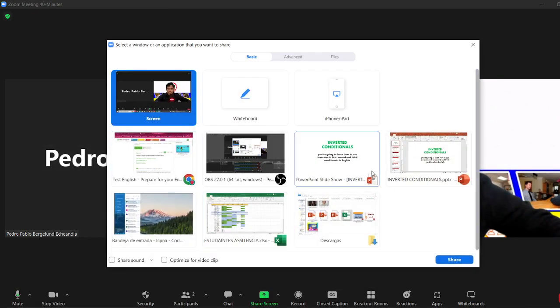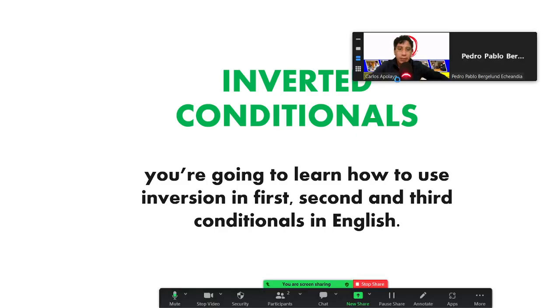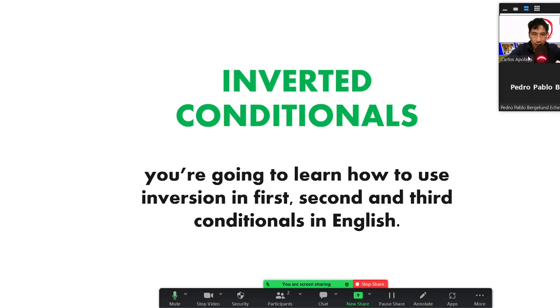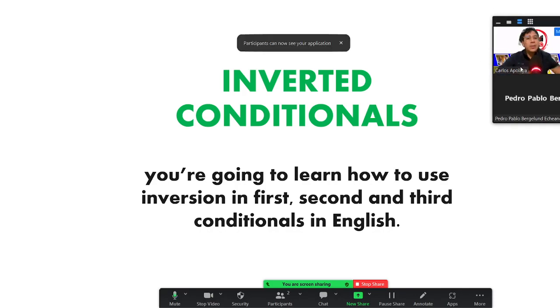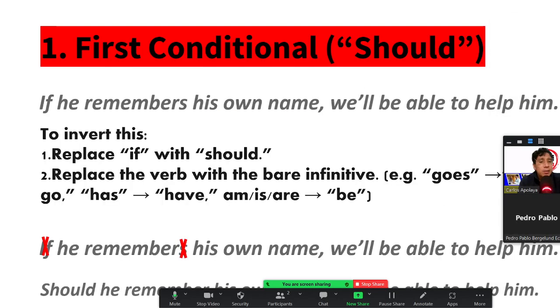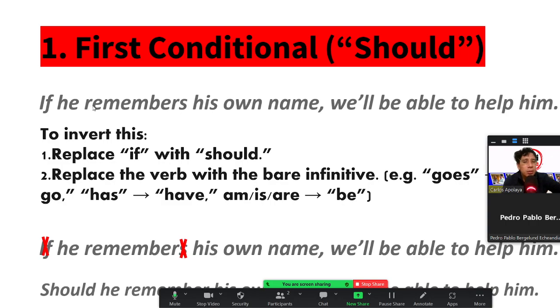Today, I guess we discussed this one, but we're gonna review inverted conditionals. Okay? Vamos a ver ahora las condicionales, pero inverted. So now you're going to learn how to use the inversion in first, second, and third conditionals. Okay? Focus on this part. In the first conditional, mira esta oración. If he remembers his own name, we'll be able to help him.